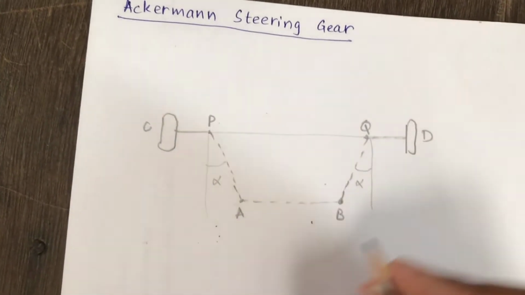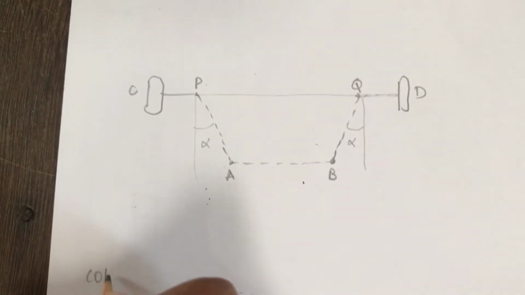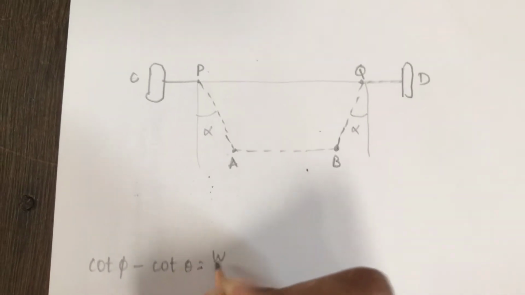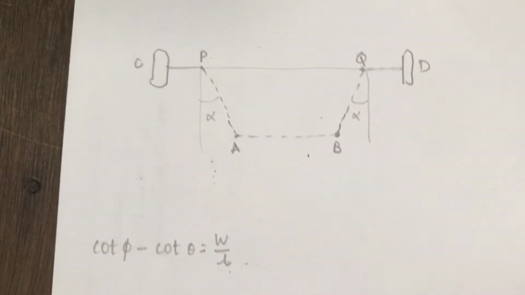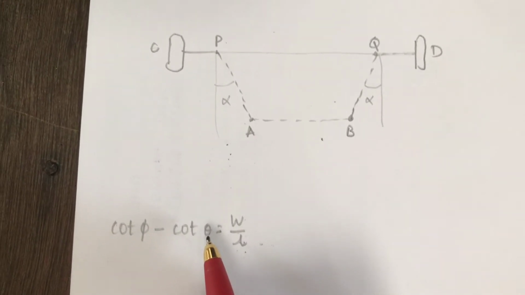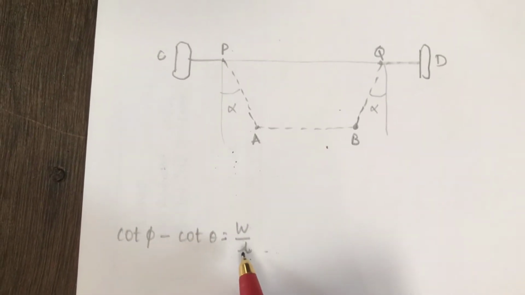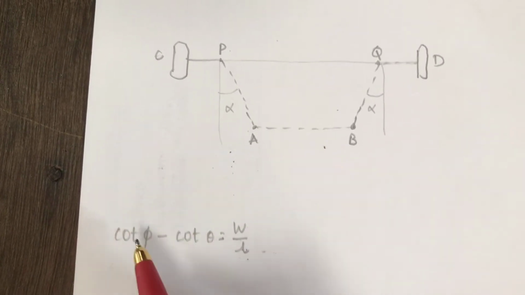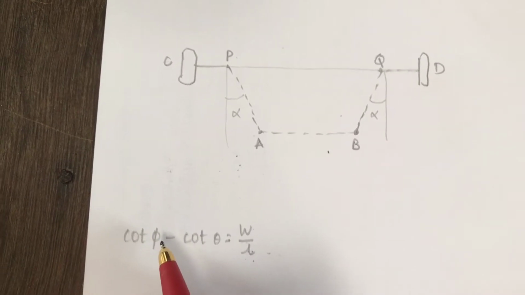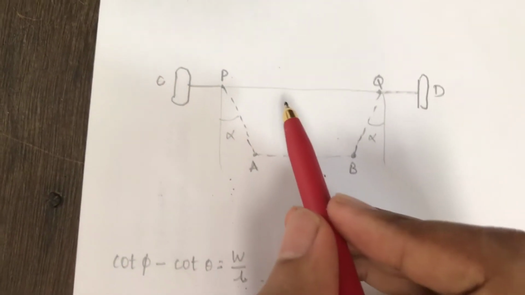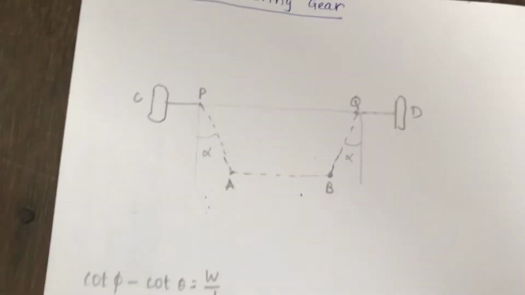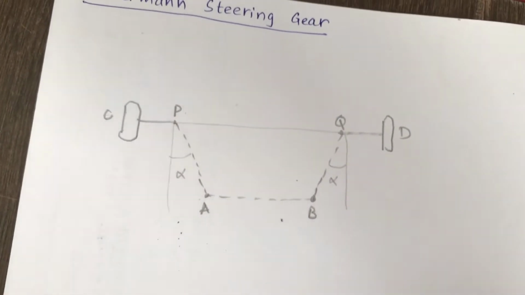So the generalized equation is cot phi minus cot theta equals W by L. We can prove it by theoretical and actual methods. Theoretically, we can consider any angle of turning theta, and W and L are both known, so phi we can identify. So for various values of theta we can get the value of phi. Actually, in actual value we can draw a diagram of turning. So let's consider one diagram after turning.